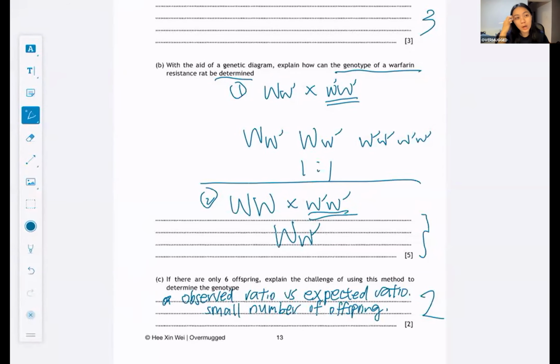So it could be that all of them just produce a certain kind, or it does show the probability. So it depends. And in this case, because they asked for only 6 offspring, which is a very small number, right? It's a very small sample size. So the observed ratio and the expected ratio will differ quite a bit, because fertilization of ova and sperm is a random and chance event. Okay, something to take note of.